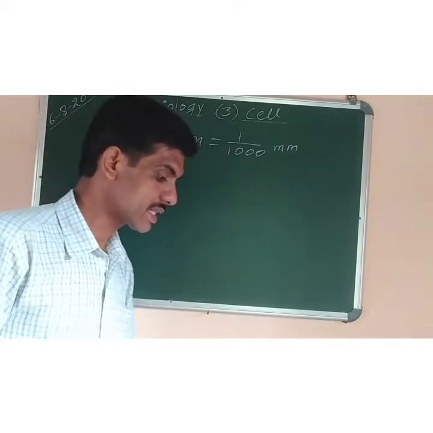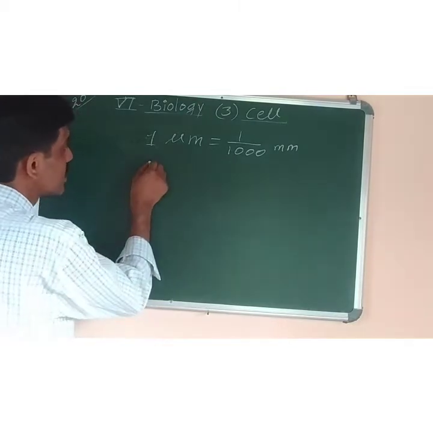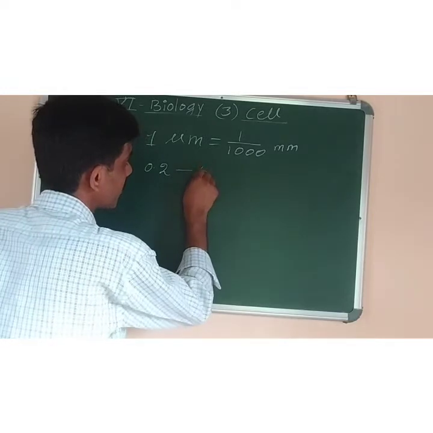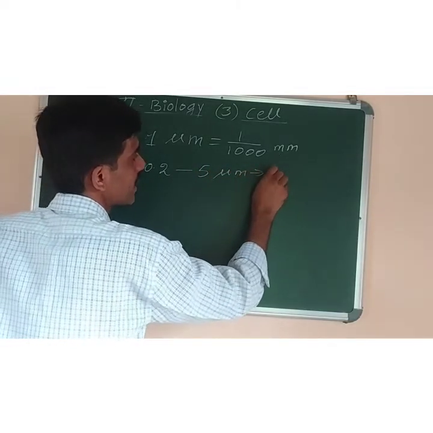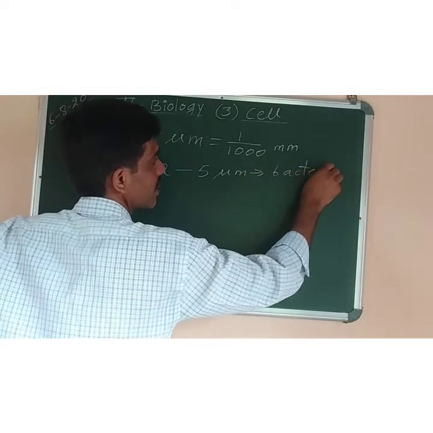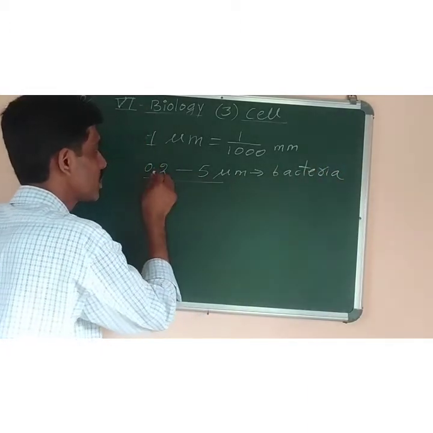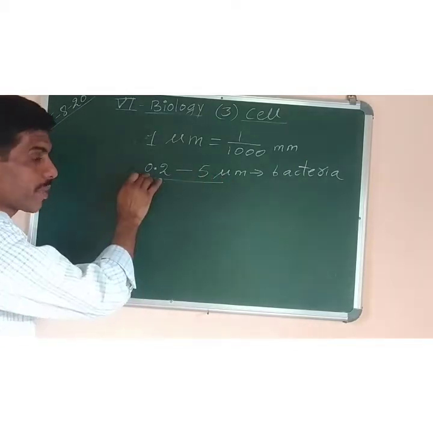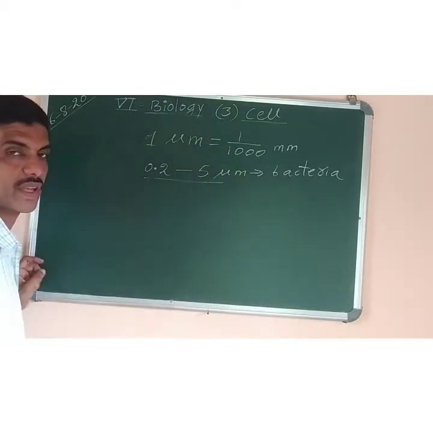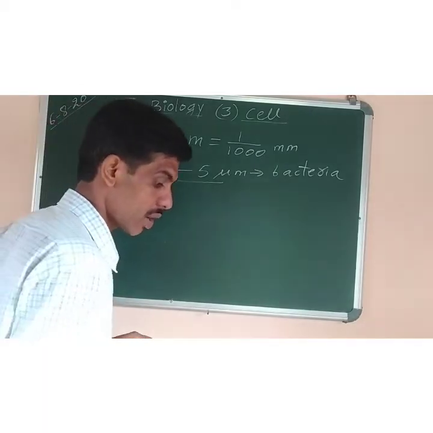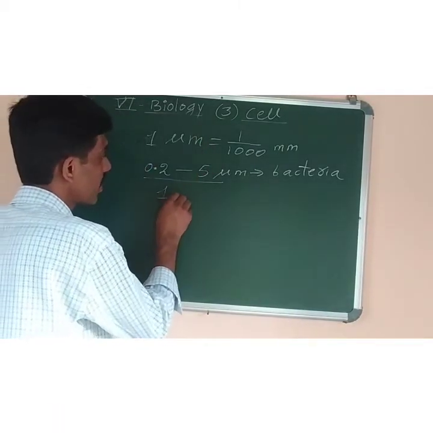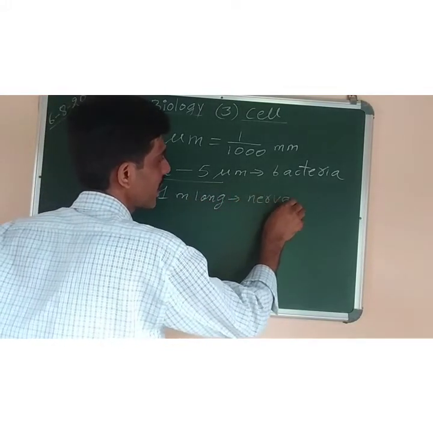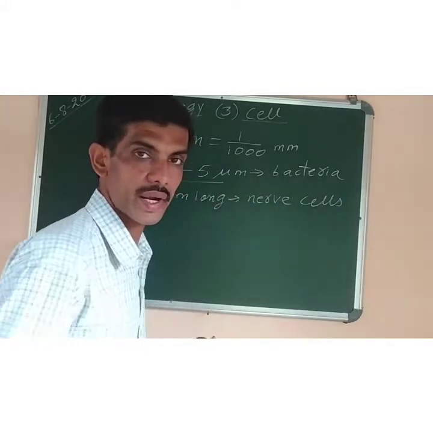The size of a bacterial cell is 0.2 to 5 micrometer. 0.2 means not even 1, less than 1 micrometer. It's so small. The bacteria are very small in size. And the nerve cells are 1 meter long. So 1 meter we can easily see with the help of our naked eyes.